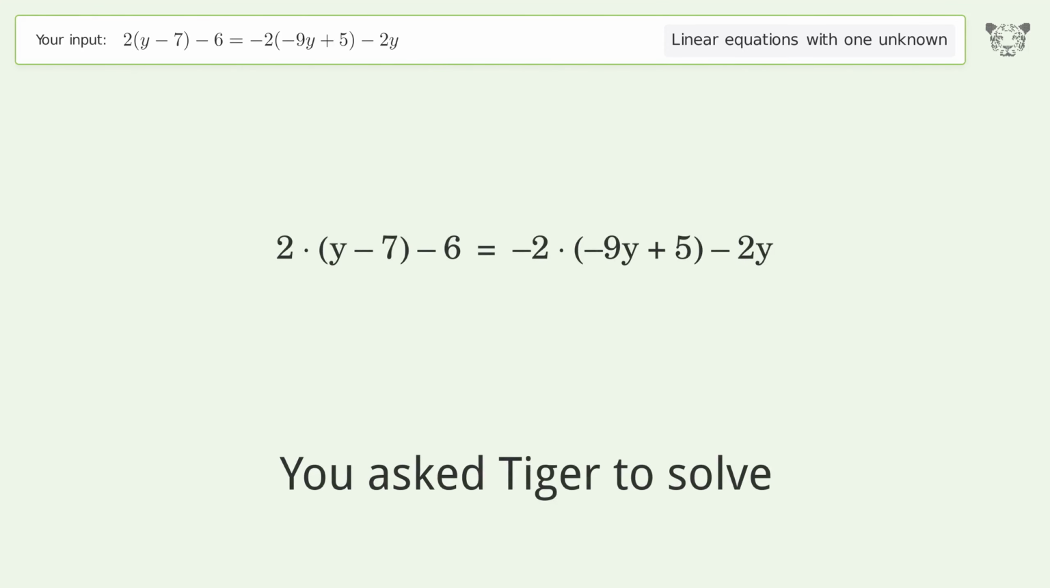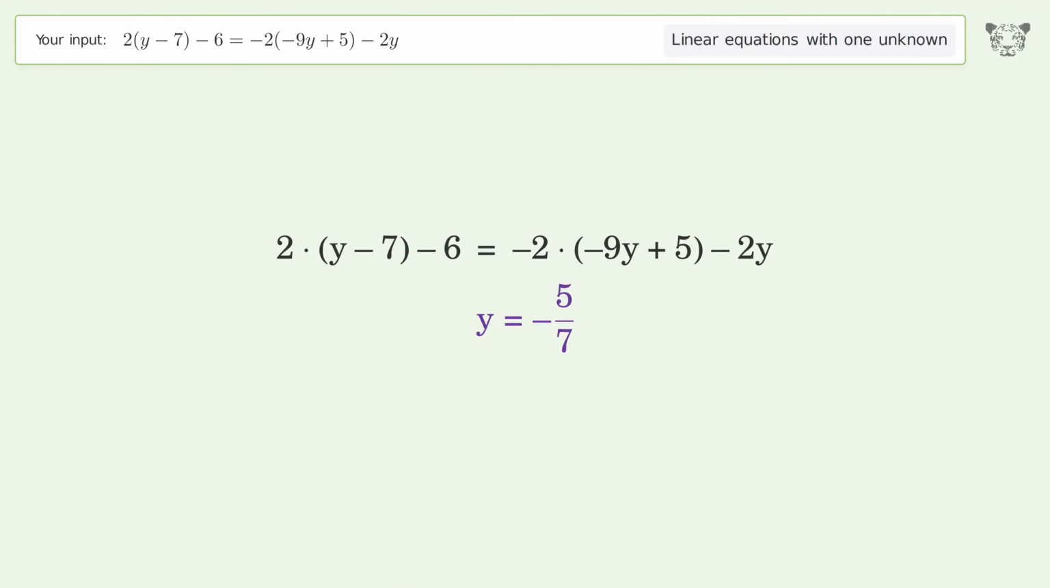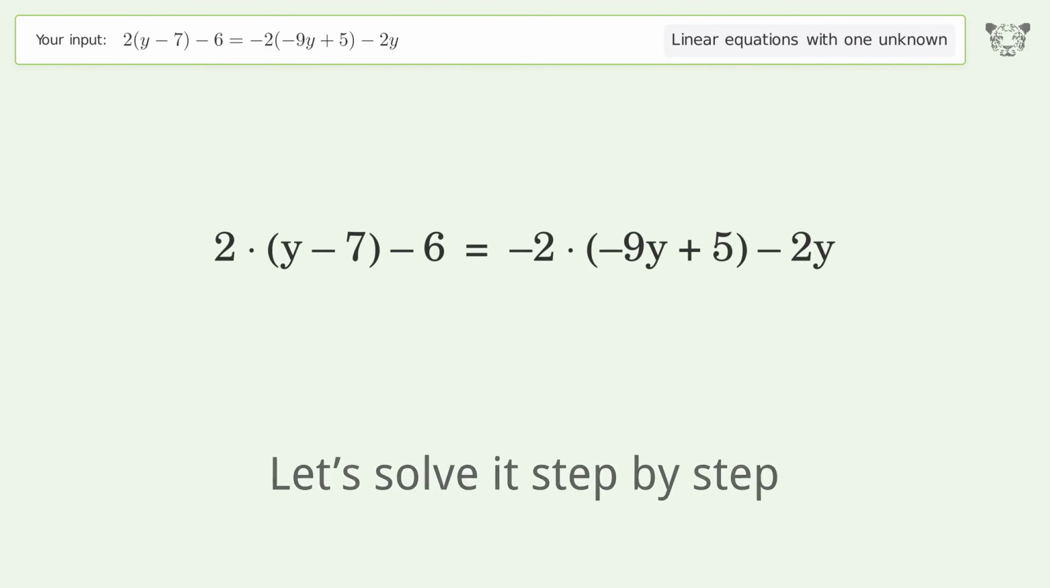You ask Tiger to solve. This deals with linear equations with one unknown. The final result is y equals -5/7. Let's solve it step by step.